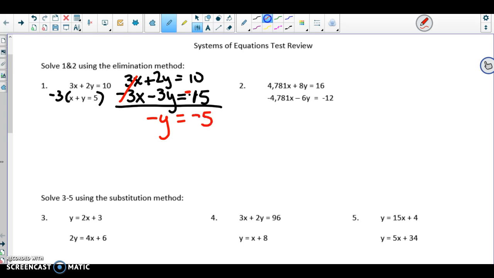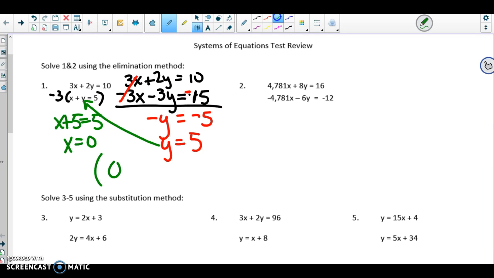Well, I don't want to know what negative y is, I want to know what positive y is. So if I divide both sides by -1, I end up with y equals 5. So in order to get my other one, I need to plug in the 5. If I plug it in here, I would have x plus 5 equals 5, which if I solve that by subtracting 5, x is going to equal 0. So my solution should be 0, 5. And really, I should check that with Desmos to make sure I am good.